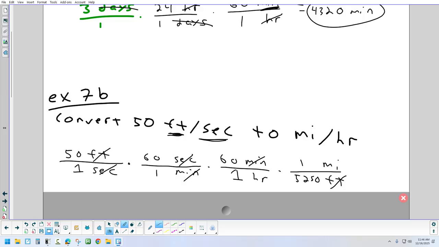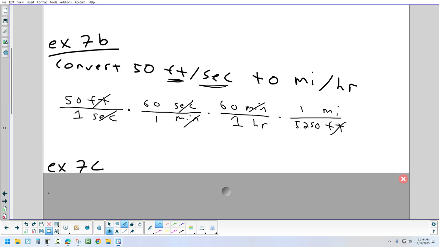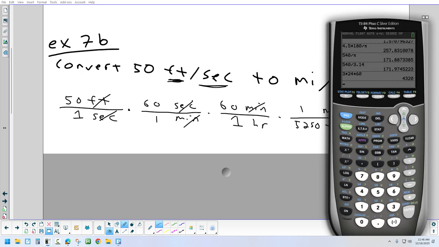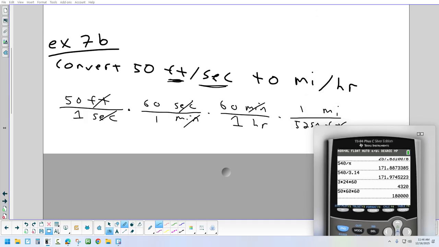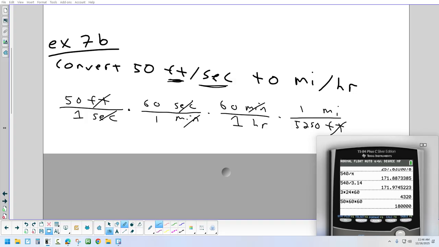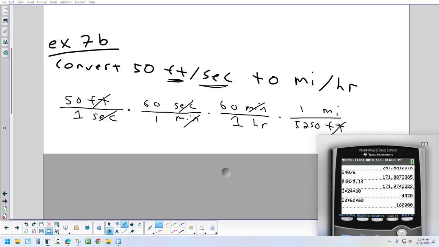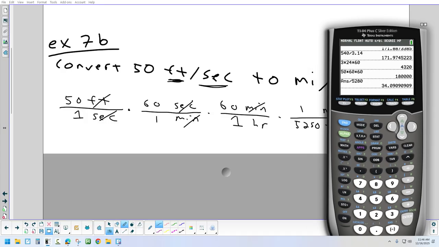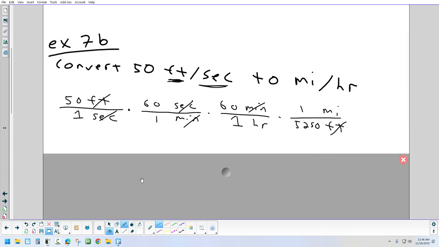So this time when you multiply, you do not have a 1 in the denominator. So we're going to divide by 5280 at the very end. So we got 50 times 60 times 60. That's the numerator. 50, 60, 60. And then divide by just 5,280. So it's 34.09 miles per hour.